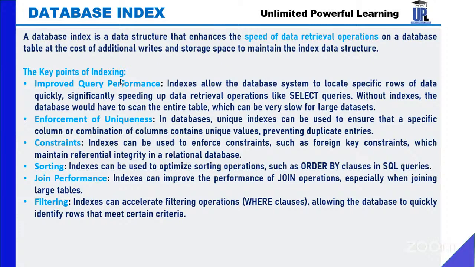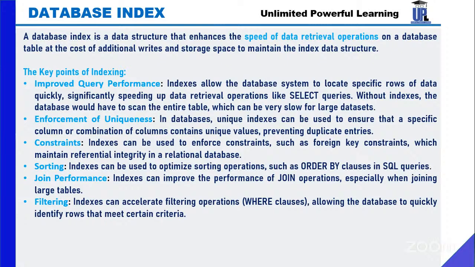Okay, what is the advantage of doing that? Improved query performance, enforcement of uniqueness constraints, sorting, join performance, and filtering. These are some of the key indications for the purpose of indexing. So why do you need indexing? The basic criterion is our select query. When you execute it on a table, it should take less time. That was one of the objectives of indexing.